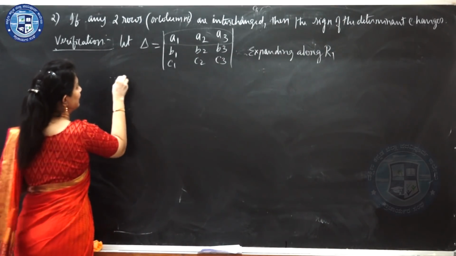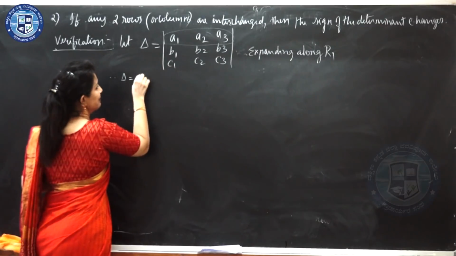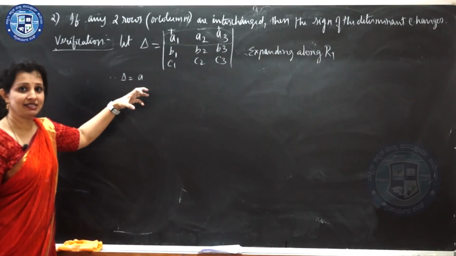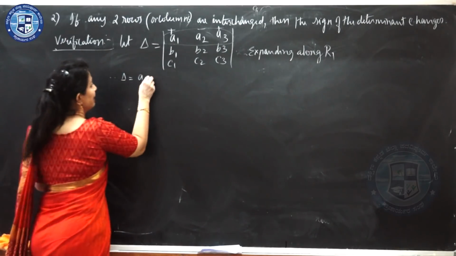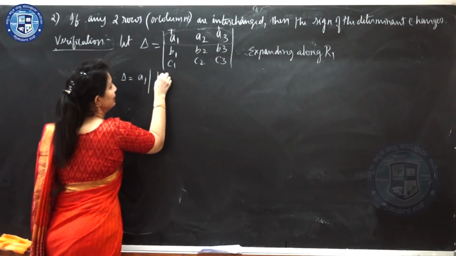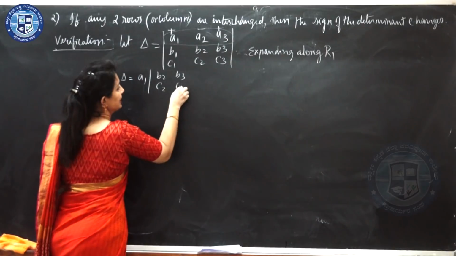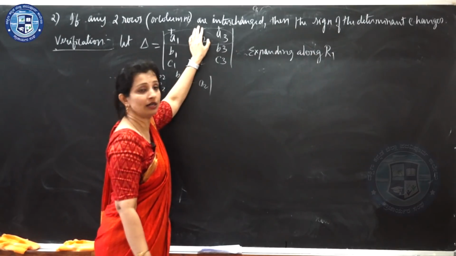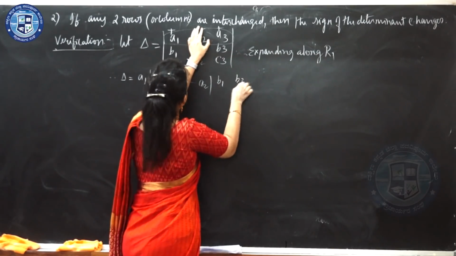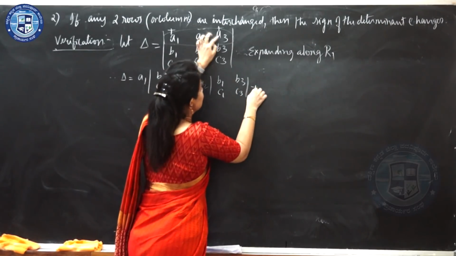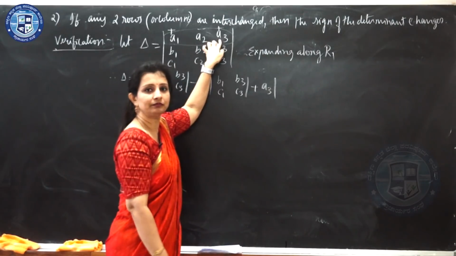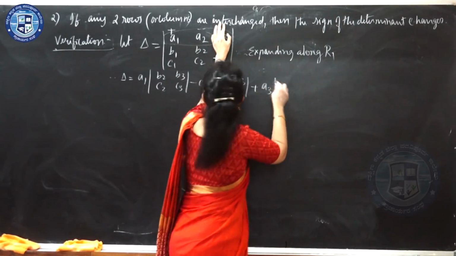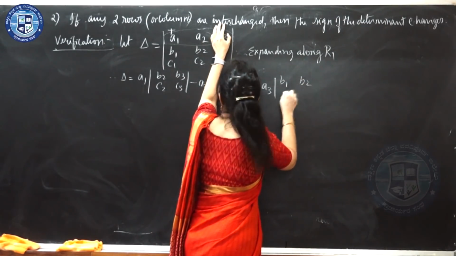When you expand it along R1, delta is equal to, so first element is here, first we write plus, minus, plus. How you did the same previous property, expand the same way here. A1 into determinant of B2, B3, C2, C3 minus A2 into, delete the row, first row, second column. What are the elements? B1, B3, C1, C3 plus last element A3 into, here plus sign, A3 into, delete the first row and third column. What are the elements? B1, B2, C1, C2.